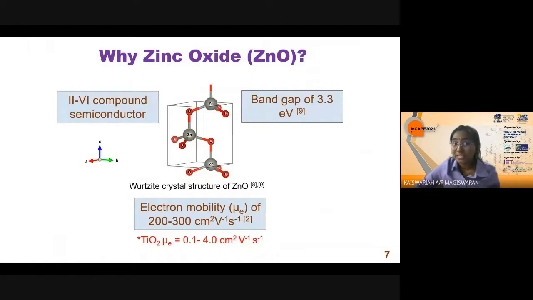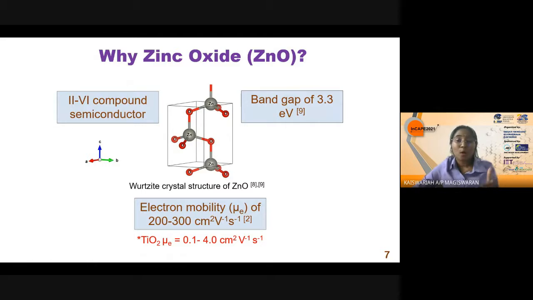One way to reduce the charge recombination is by selecting the right metal oxide as the photoanode. Zinc oxide is a semiconductor material from group 2 to 6 compound. It is an N-type semiconductor with the hexagonal wurtzite structure and a direct band gap of 3.3 electron volt at room temperature. It shows excellent electronic properties with the ease of crystallization and the cost of the material is low.